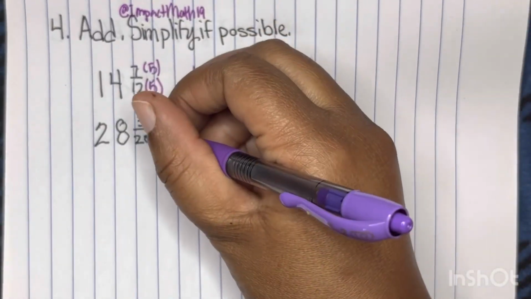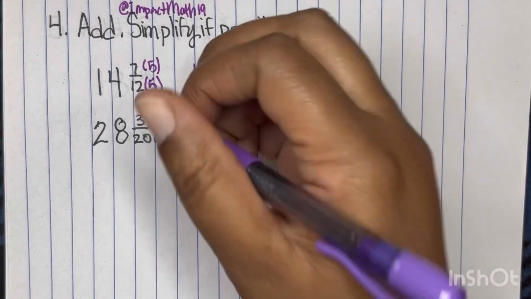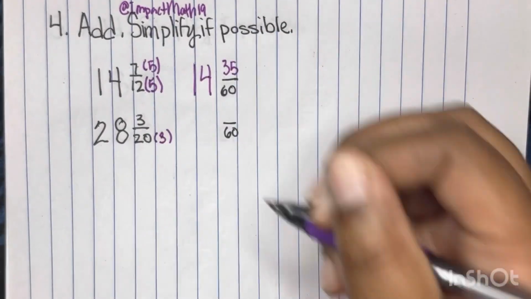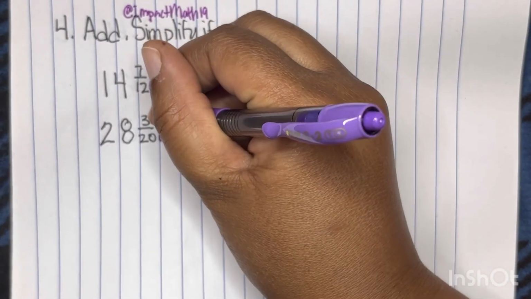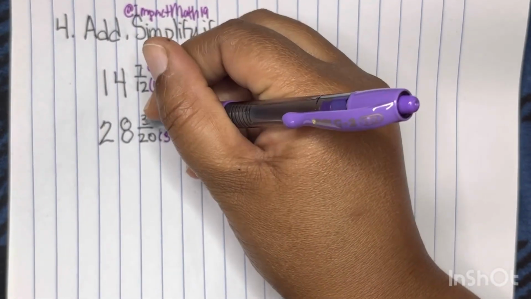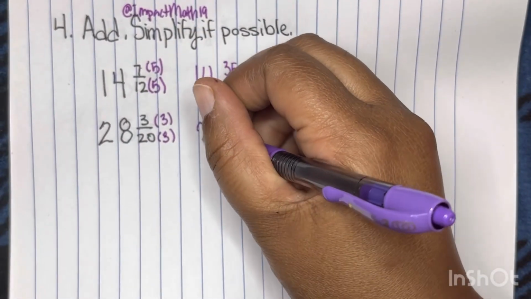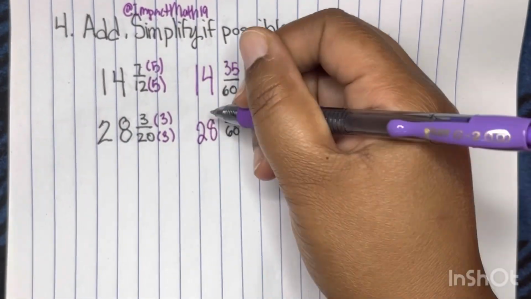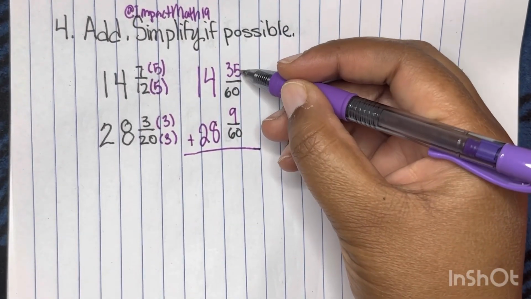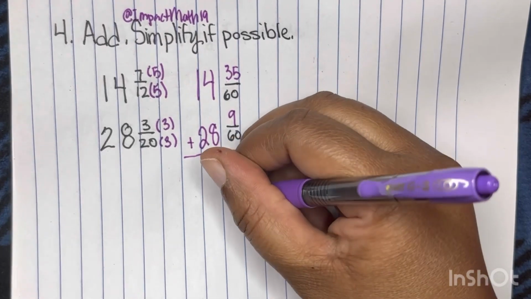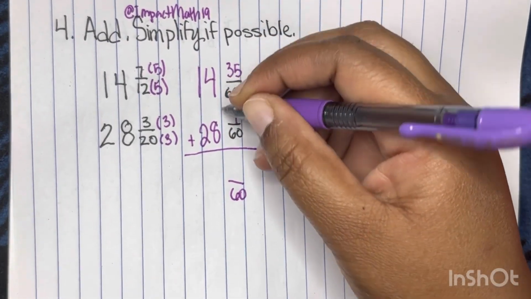Here we have 20. And we're asking ourselves, 20 times what gives us 60? Well, 20 times 3 will give us 60. And so what we do to the bottom, we're going to do to the top. And 3 times 3 is 9. And we're going to carry over the whole number, 28. And we're going to add. So our denominator stays the same as 60. 35 plus 9 is going to give us 44.